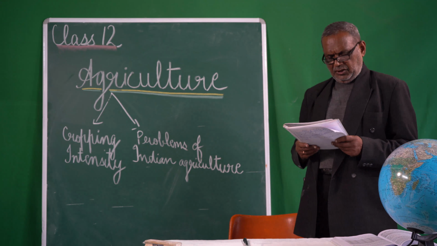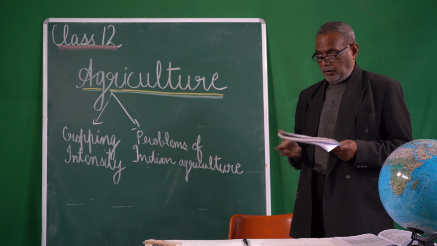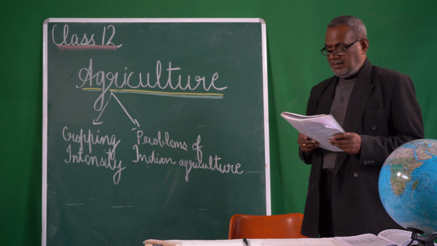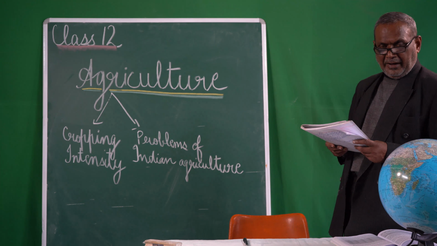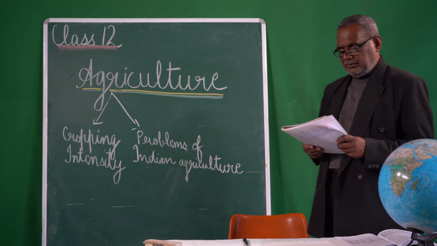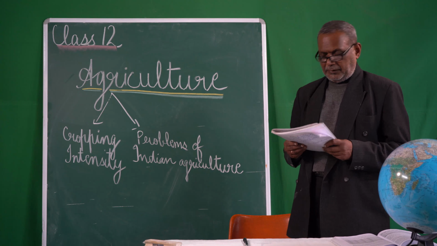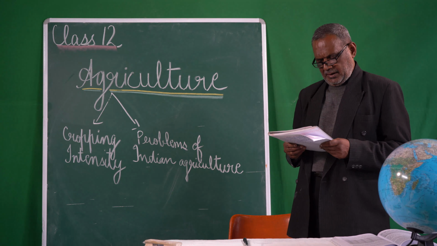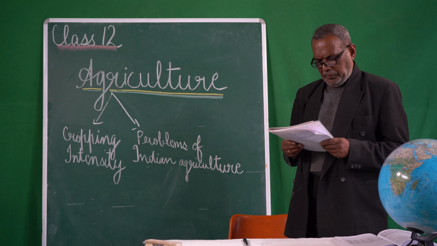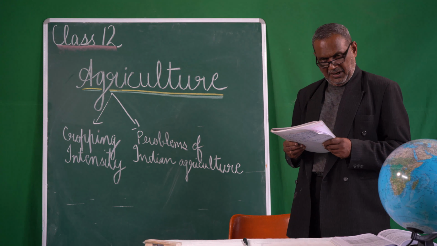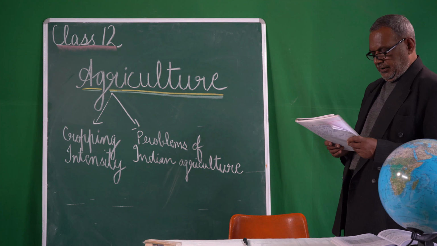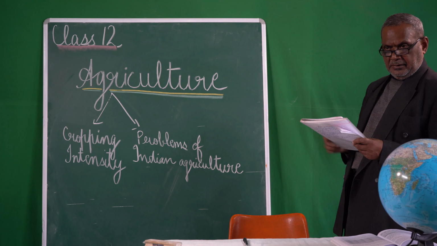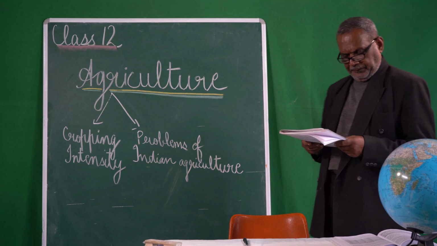What is agriculture? The growing of the crops. And for our country, agriculture is very, very important to cater to the big population that we have in our country. It is the lifeblood of the Indian economy. 15.7% of the GDP comes from agriculture.